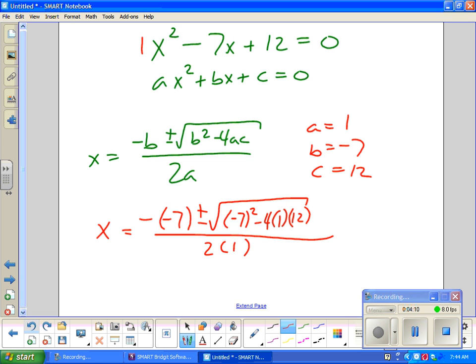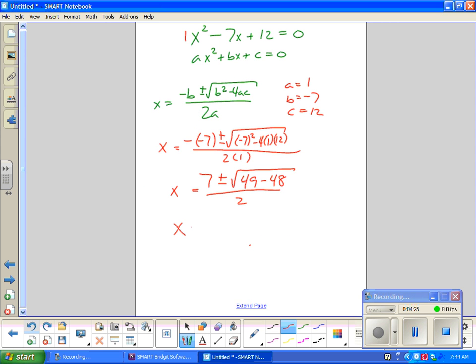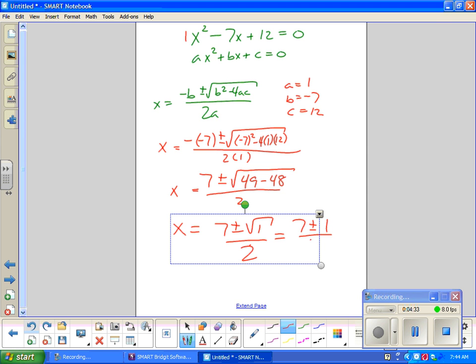Now I just need to do some simplification. Negative negative 7, so 7, plus or minus the square root of negative 7 squared, 49. 4 times 1 times 12 makes 48. All over 2 times 1 is 2. And then this, x equals 7 plus or minus the square root of 1 over 2, which is 7 plus or minus 1 over 2. Well, 7 plus 1 over 2 and 7 minus 1 over 2 are the two answers. 8 over 2 is 4. 6 over 2 is 3. And then again, we knew that. Those are solutions we have.